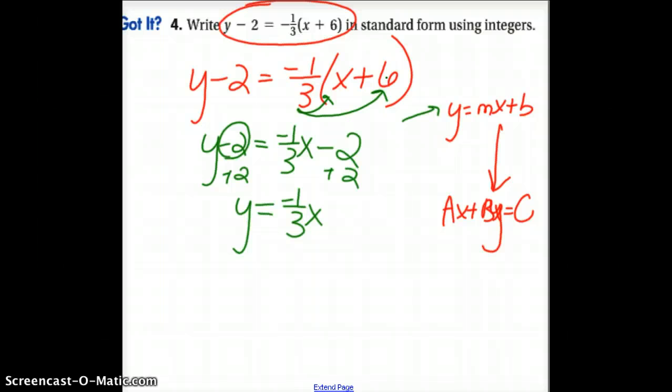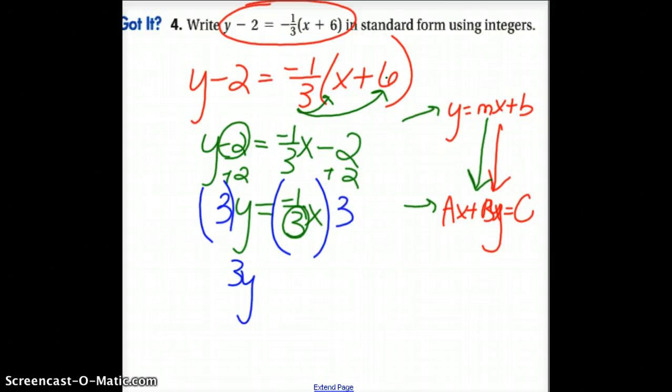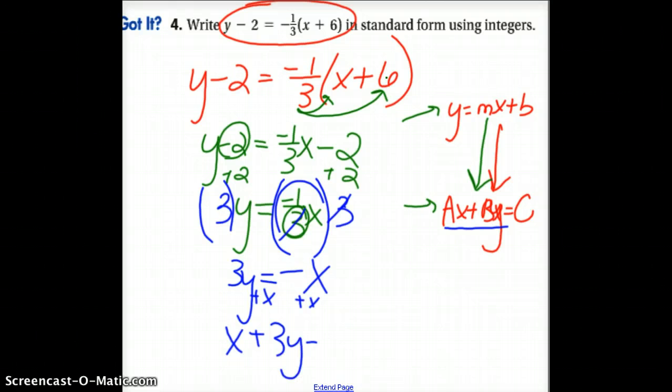Now, to get to this form from here, remember, get rid of this denominator. So I'm going to multiply this side by 3 and over here. So I have 3y equals, well, 3 times this fraction cancels out, so I have a negative x. Standard form has the x's and y's together, so I'm going to add the x over here. X plus 3y equals 0. This is our standard form equation.